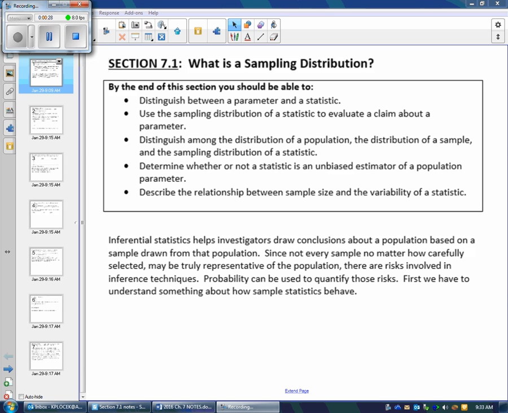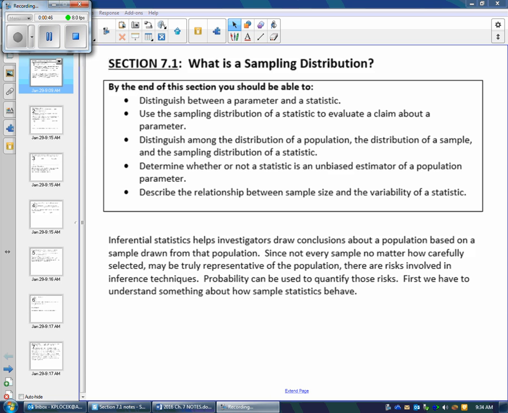I know they all sound the same, but they're actually three different things. Determine whether or not a statistic is an unbiased estimator of a population parameter, and describe the relationship between the sample size and the variability of a statistic.